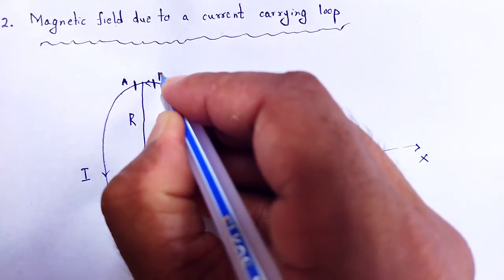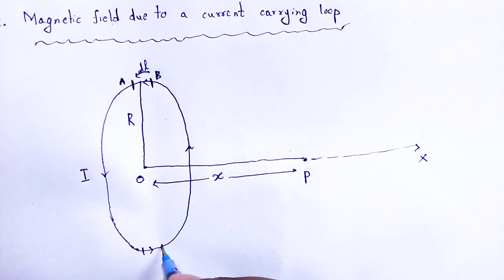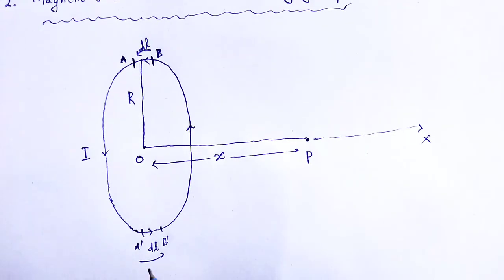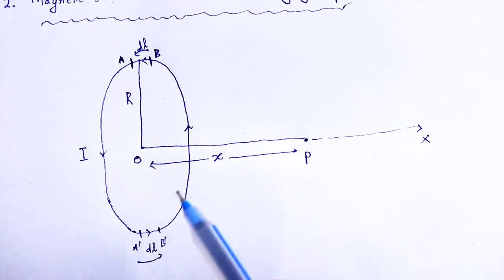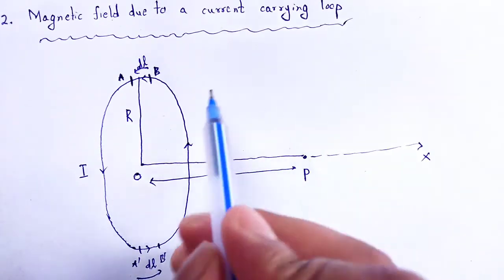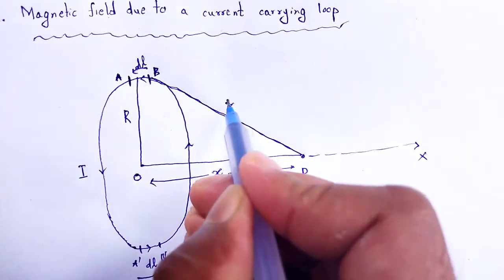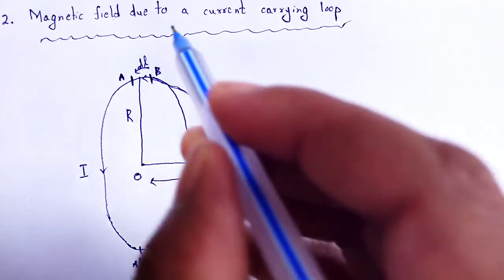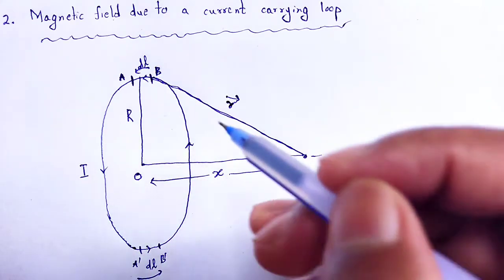Let us consider a current element AB here. The direction of its length is tangent to the loop, which is the same as the direction of the current. Let the current element AB of length dl be situated at a distance r from point P on the current loop. The elementary current I dl points perpendicular out of the paper.